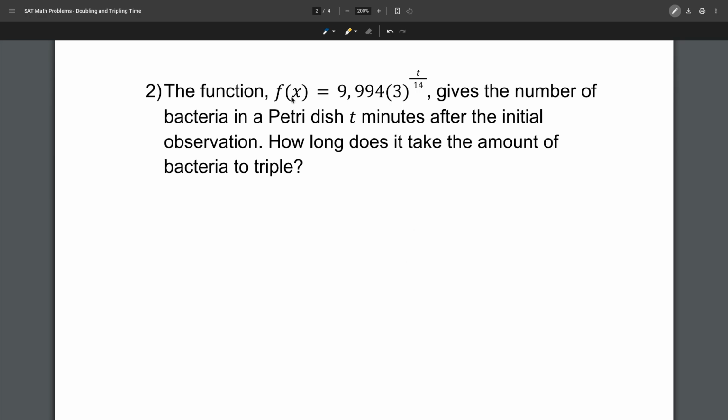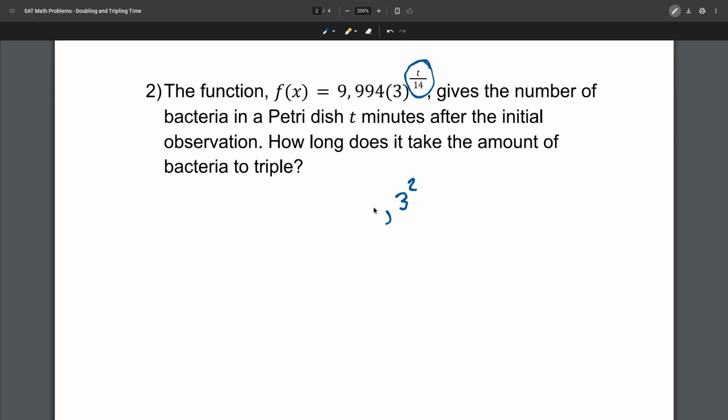So the second one, the function f of x equals 9,994 times 3 to the t over 14 power gives the number of bacteria in a petri dish t minutes after the initial observation. How long does it take the amount of bacteria to triple? It triples once at 3 to the first power, then it triples again at 3 to the second power, and so on. So the first time it triples is when this t over 14 equals 1.